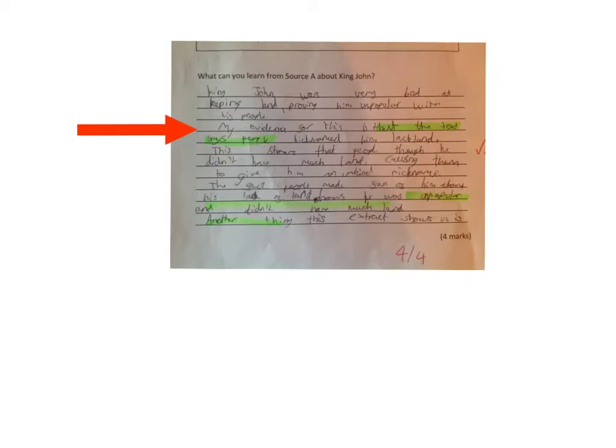We're going to use the same example now for the next target. What some people didn't do was use evidence to back up their point. So they might say that King John was very bad at keeping land, but they didn't give evidence from the source which supported that point. This student has clearly done that by saying, my evidence for this is that the text says people nicknamed him Lackland. That shows that the text is proving his point. If you haven't done that, maybe your target could be to use evidence in your next answer.